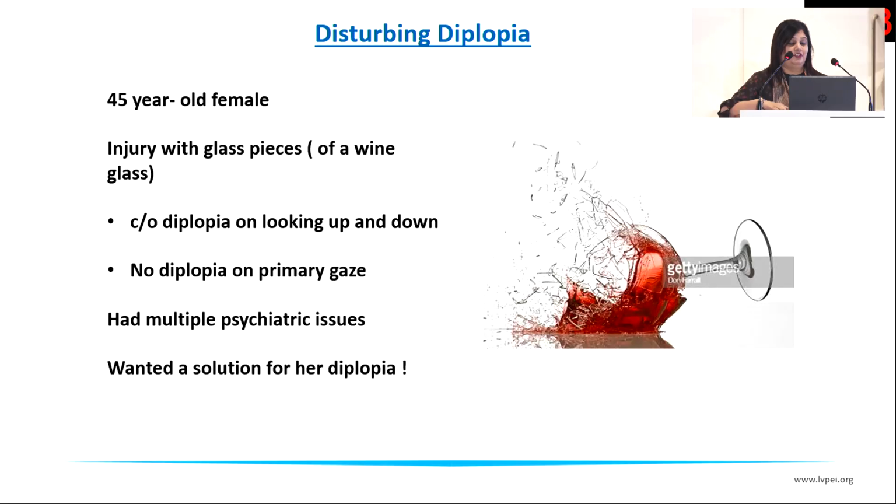And coming to our lucky last lady, this is a patient with disturbing diplopia. She's a 45-year-old female who had an injury; I don't know how she managed to smash this wine glass. Not only was the wine gone, but the glass pieces went straight to her eye. She then had double vision on looking up and down, and she came to me after quite a while, wanting a solution for her diplopia.